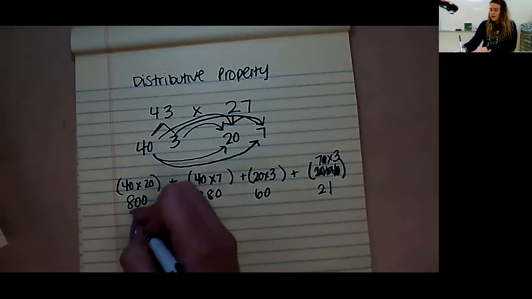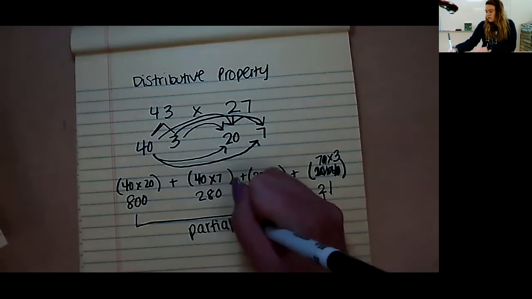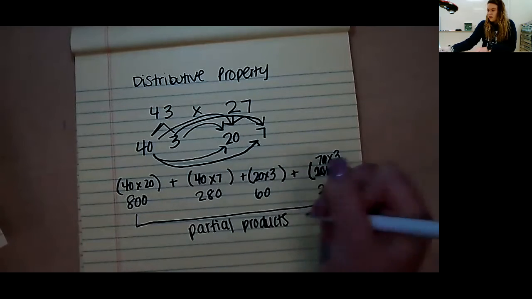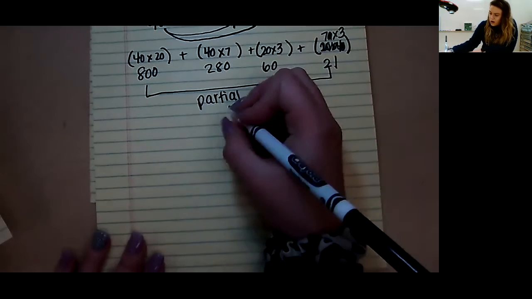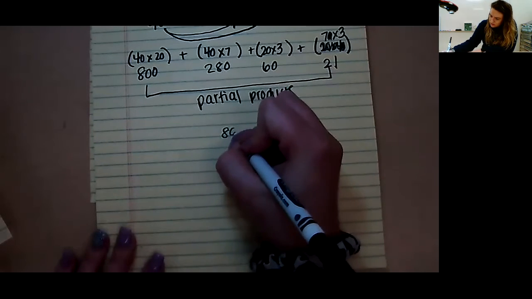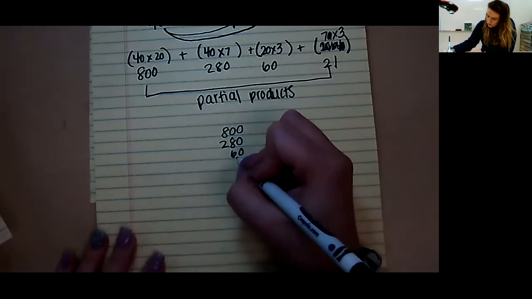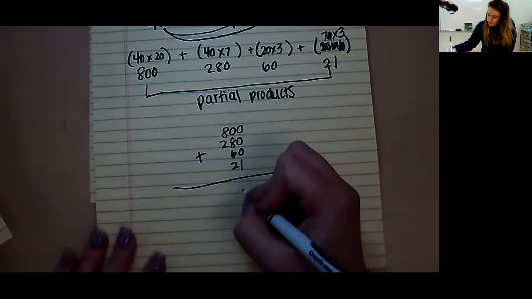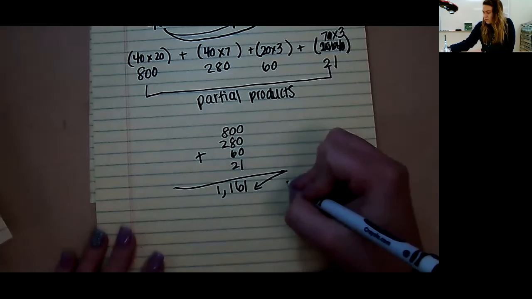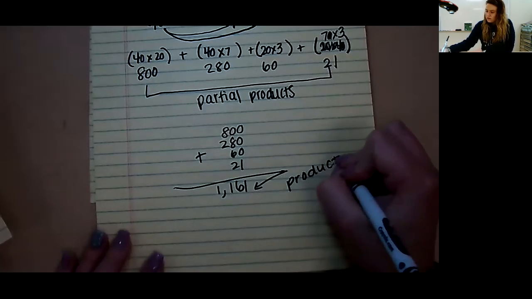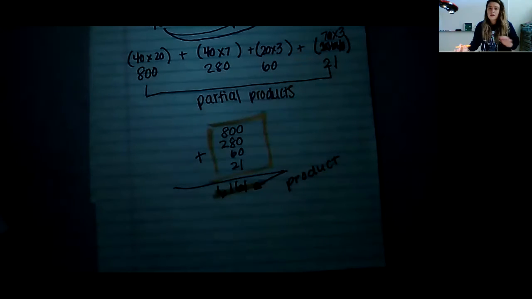Again, these are all the same partial products that I had from the other strategies. And then, as you can probably guess, in order to get your full product, you're going to take all these numbers, add them up, and you'll get the same answer as 1,161 as your final product. Final product, and again, your partial products.